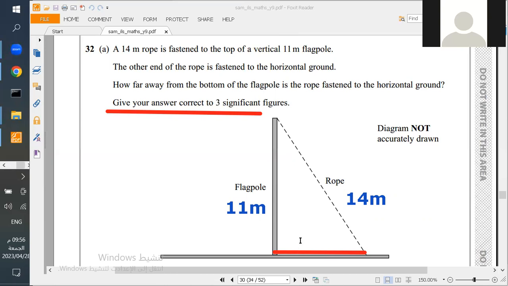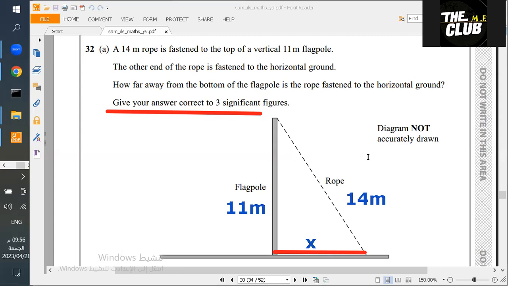Wait. What do we have, Aslam? And what do they want? Wait, so they need an angle, right? No, they need how far away, the length of the line. So we don't use SOHCAHTOA, we use Pythagoras? Good, we use Pythagoras.